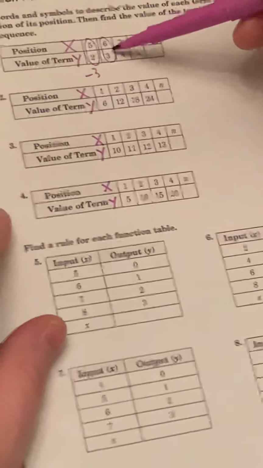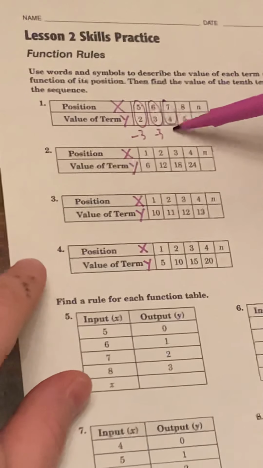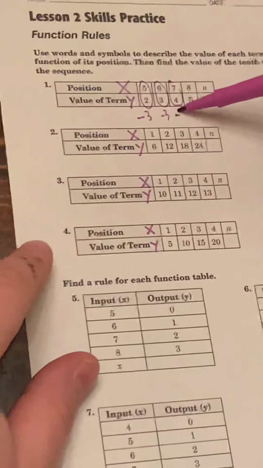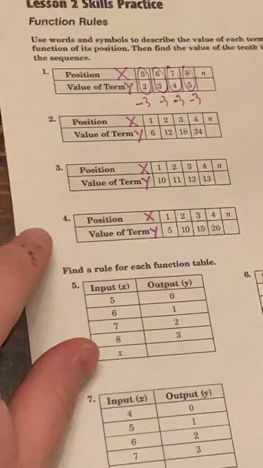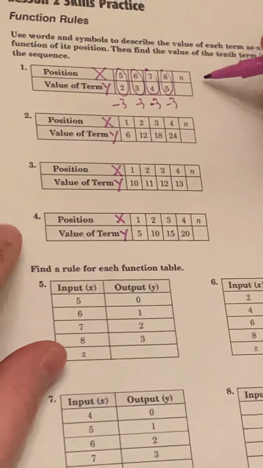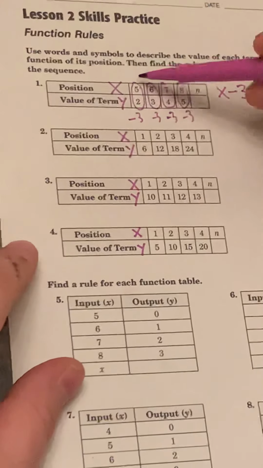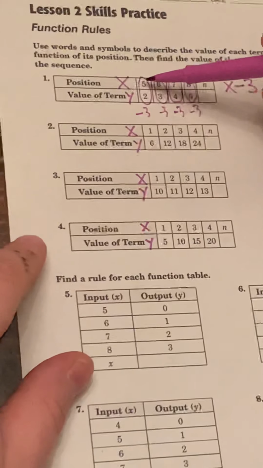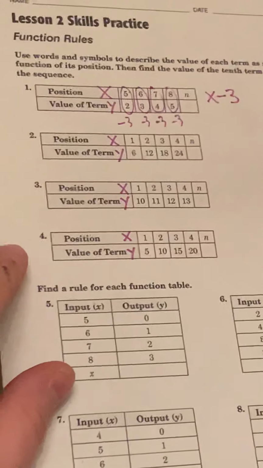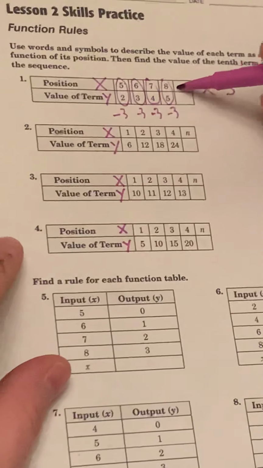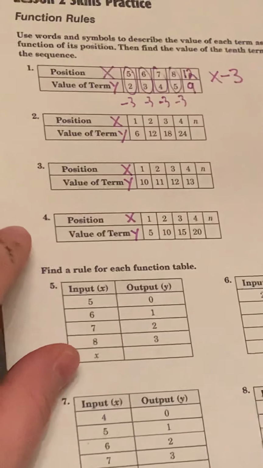Now I'm going to think about this relationship. Does subtracting 3 work here also? 6 minus 3 is 3. That does work. Does it work here? 7 minus 3 is 4. And 8 minus 3 is 5. So this works every single time. For that reason, my function rule is x minus 3. Because every single time x is a different number, whenever I subtract 3, I will always get my y value. In this case, if x is 12, y would be 9.